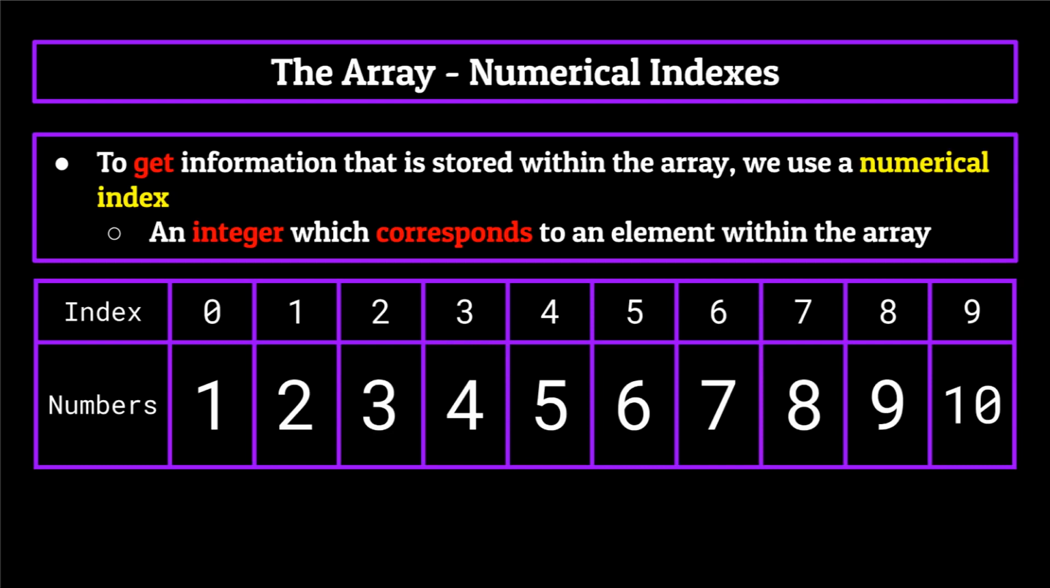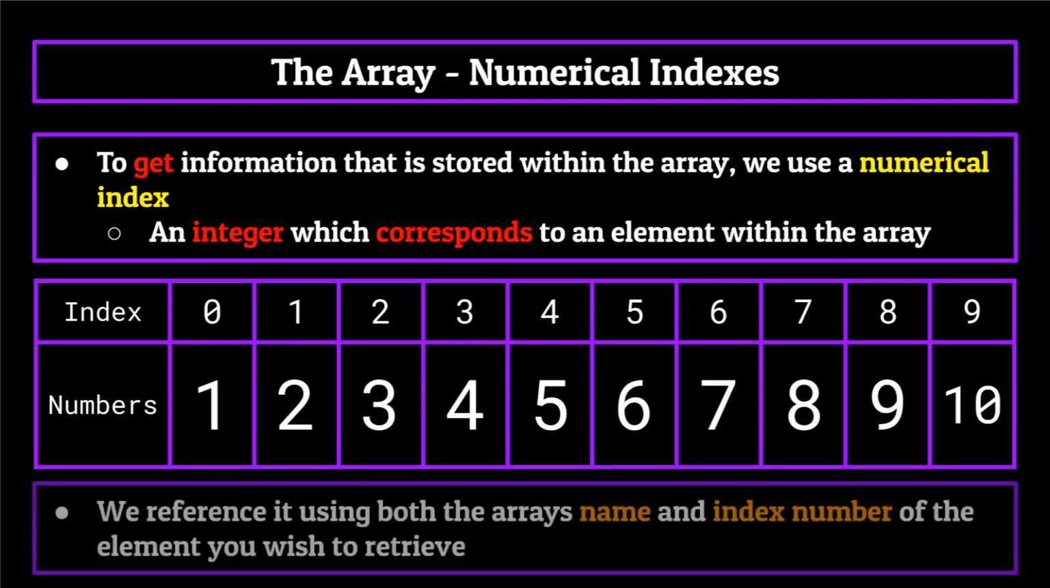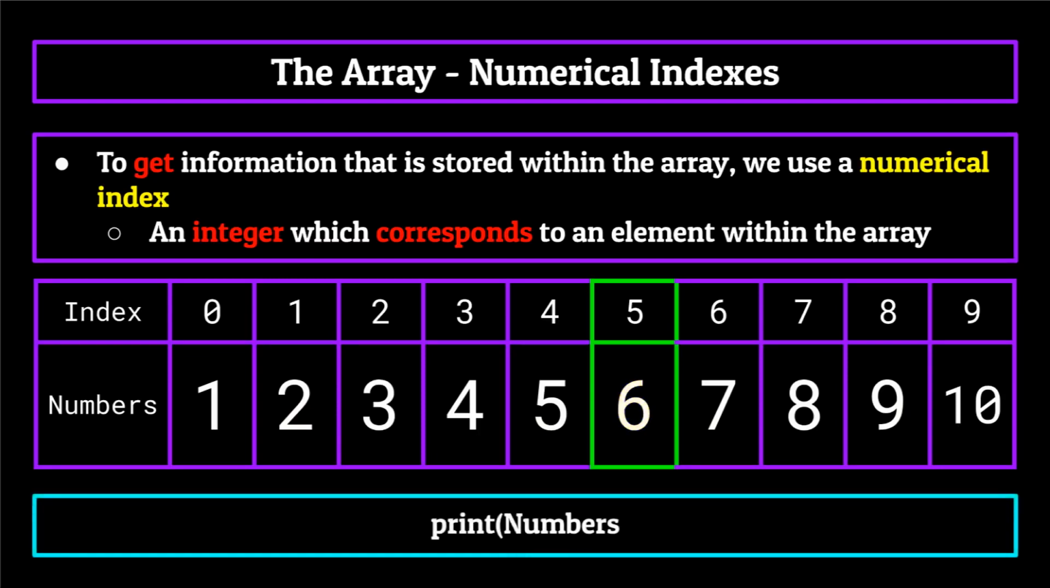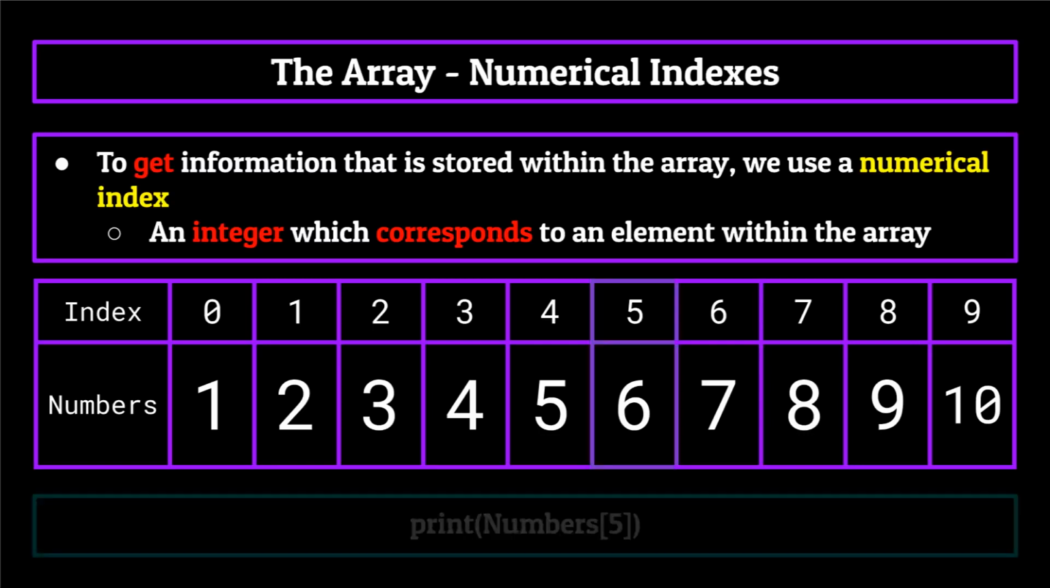Now, to retrieve information from a certain position within the array, you would reference it using both the array's name and then the index number of the element you wish to retrieve. Say we have our array called numbers here, which contains the integers 1 through 10. To print out the element at the 5th index, in this case the number 6, we would reference the array name, in this case numbers, and then in a set of brackets we would place the index we want to retrieve, in this case the number 5. What this piece of code is basically telling the computer is to print out the 5th index of the numbers array, which again is the integer 6.